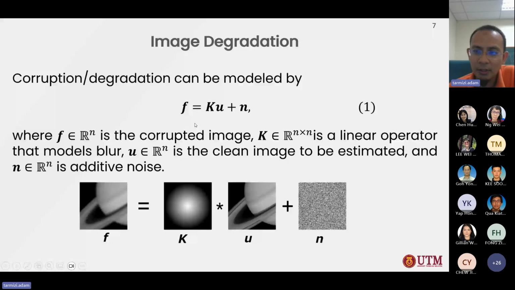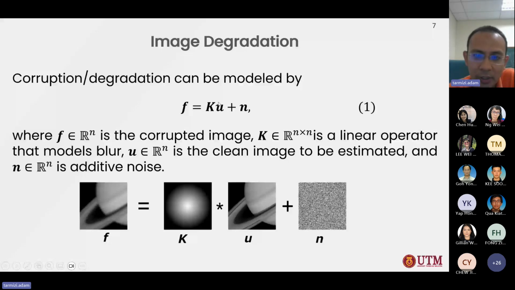And then you have K, a linear operator. In this talk we will focus on K being a blur. You can have other linear operators. For example, for those in pure signal processing, we have compressed sensing, so K can be a random measurement matrix. And then u is the clean image that we want to estimate.